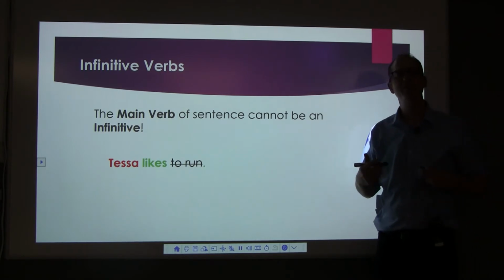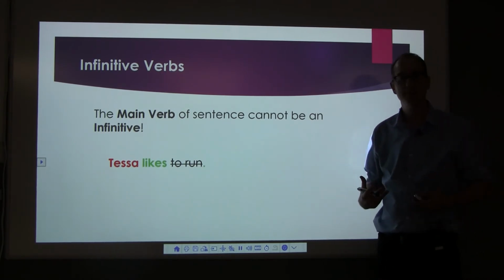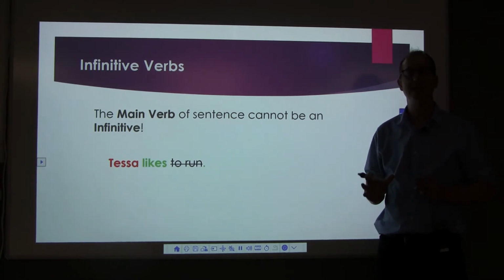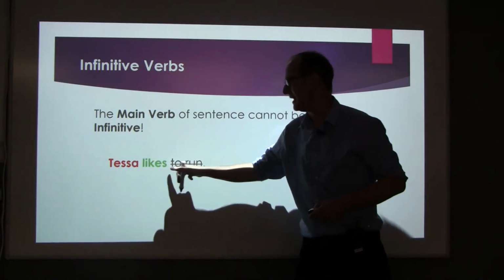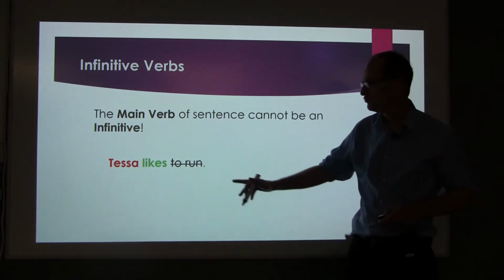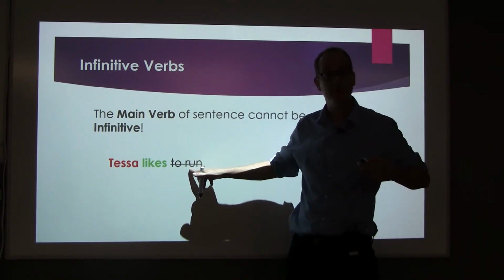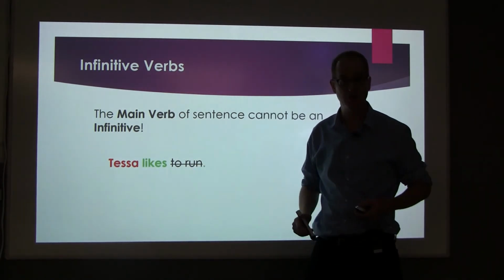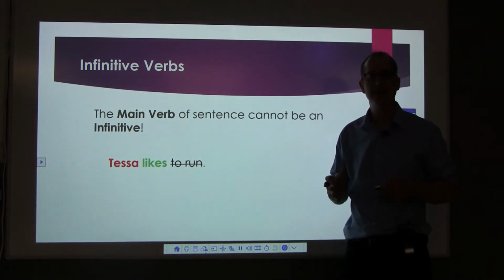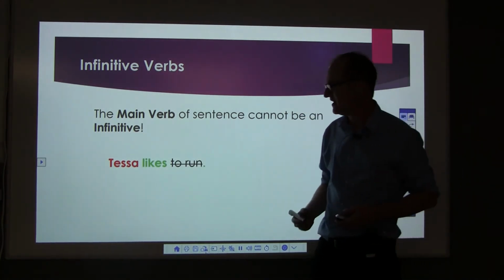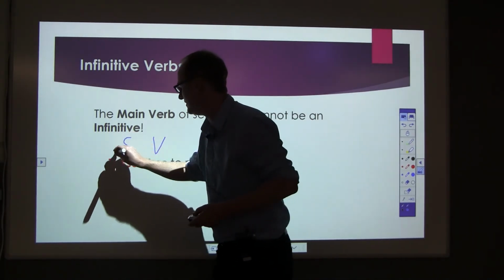And be careful with infinitive verbs. Infinitive verbs are verbs that begin with the word to. They can never be the main verb of a sentence. For example, Tessa likes to run. To run. Run is a verb, but it's an infinitive verb, an infinitive form of a verb. We know that because it begins with to. So we can eliminate that. It can never be the main verb of the sentence. So in this case, our verb is likes, and our subject is Tessa.